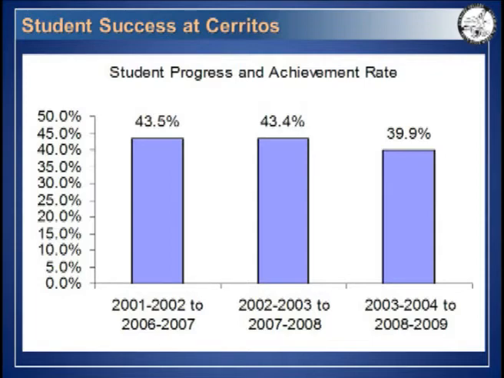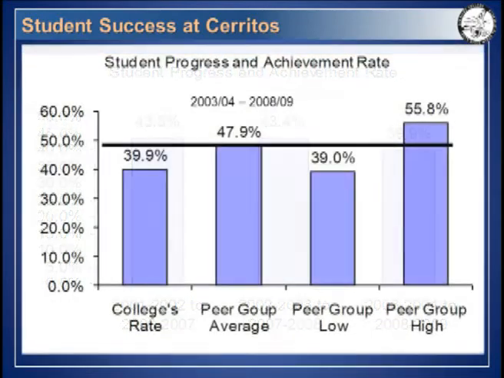So you can see for this first period, we were at about 43.5 from 2001 to 2007. Then the next period, we went down a tiny bit. And then in this last period, we really had a bit of a dip. So we have to, I guess, ask ourselves why that happened and what could we do to change that. And on the next slide, you can see how we compared to our peers.